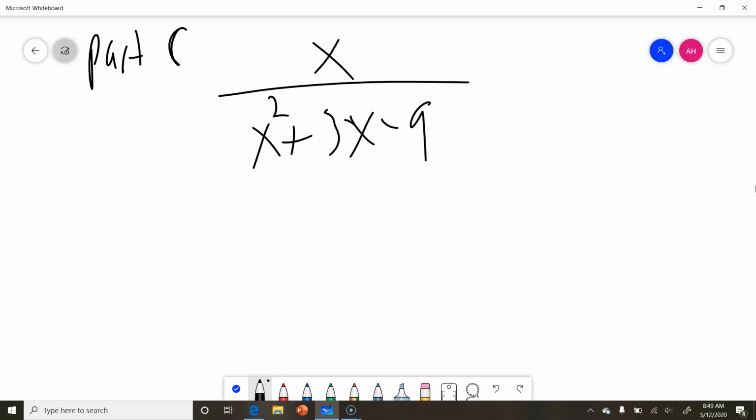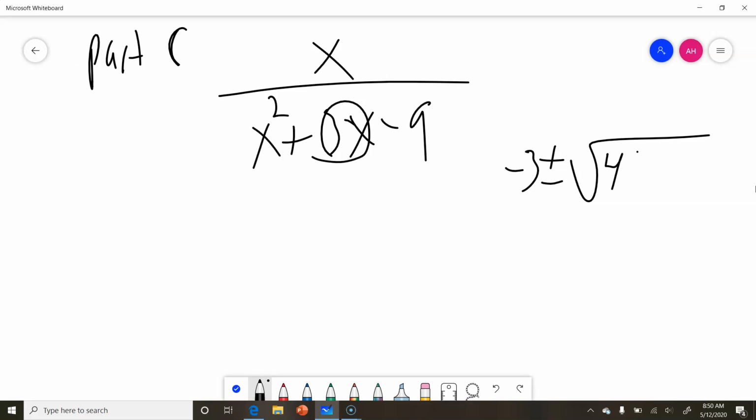So we use negative b, so that's this guy, negative 3, so negative 3 plus or minus the square root of b squared minus 4ac. b squared in this case is 3 squared minus 4 times a, which is 1, times c, which is negative 9.